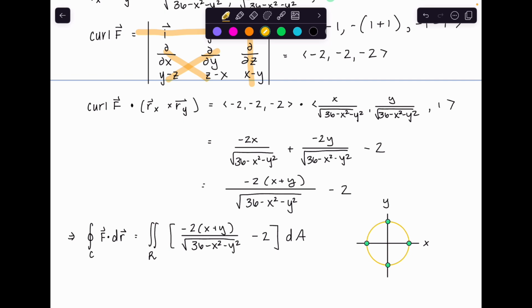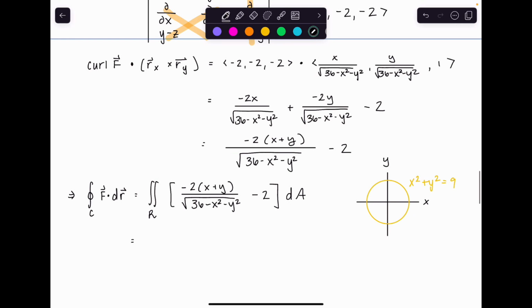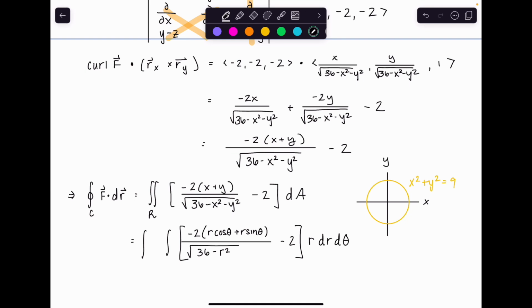So if I want to evaluate this integral, it's going to make a lot more sense to use cylindrical, or, well, in this case double, it's polar coordinates. So here we're going to immediately switch this over. This becomes the square root of 36 minus r squared. X gets replaced by r cosine of theta. Y gets replaced by r sine theta. And then we have to add the r dr d theta. Our r is changing from 0 to 3, and theta is changing from 0 to 2 pi.